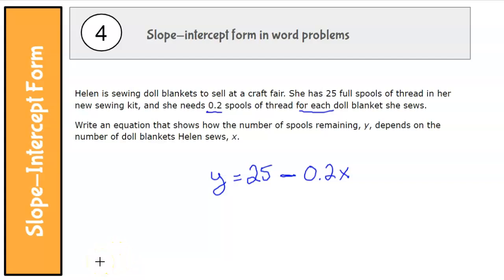So hopefully now you have a little bit better idea of slope-intercept form and how to write equations from graphs, and then maybe write some equations to model some word problems.